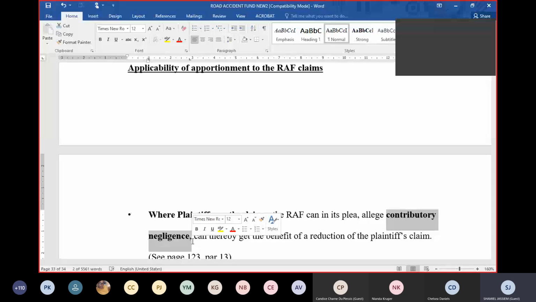So there you can see, we gave you an example now as to when the RAF in its plea can raise contributory negligence, and the example is where the plaintiff was a driver and the RAF steps into the shoes of the other driver who is the insured driver of motor vehicle B. In that case, to ensure that the RAF gets some reduction or benefit of a reduction of my claim as the plaintiff, the RAF can plead contributory negligence. Everyone happy with that explanation?